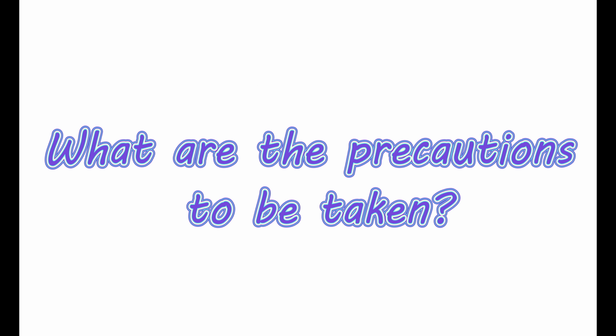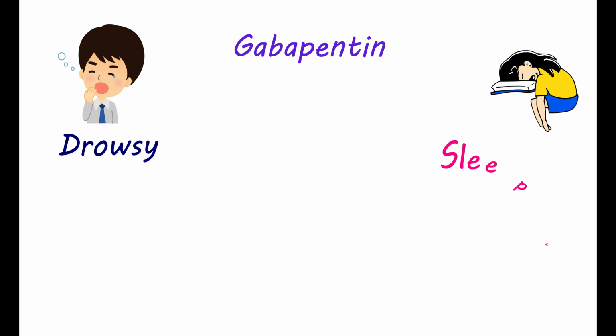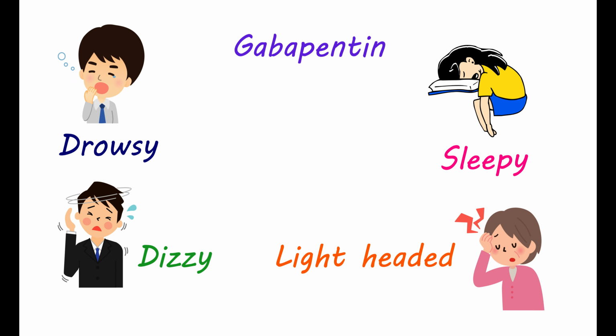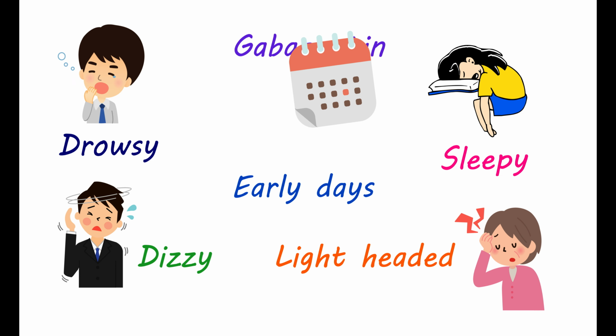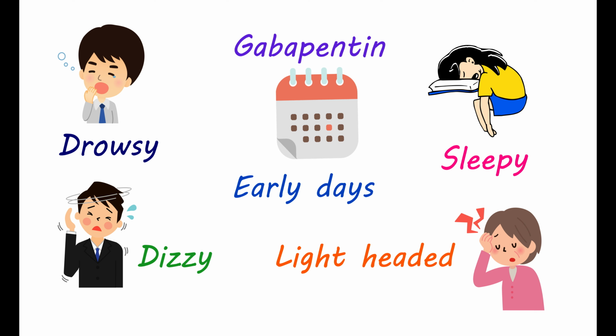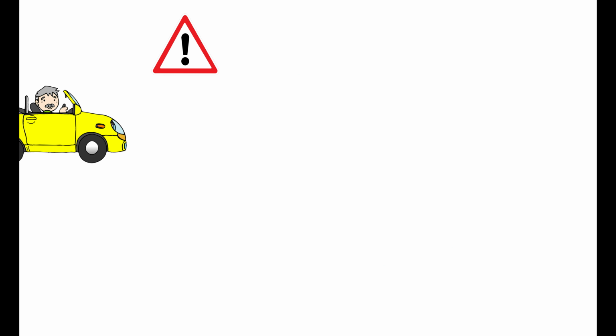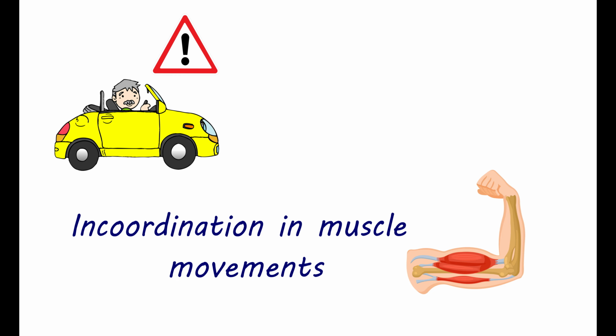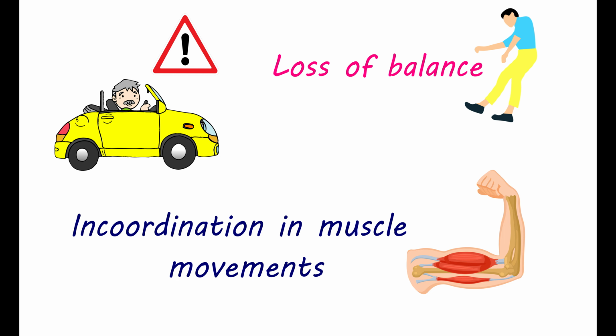What are the precautions to be taken? Gabapentin can make you feel drowsy and sleepy. You may feel dizzy and lightheaded. These effects are particularly observed in the early days of treatment. Therefore, it is always better to carefully notice these effects until your body adjusts to this medication. Take caution with the activities that need more attention. It can also produce incoordination in your muscle movements and may cause a loss of balance.